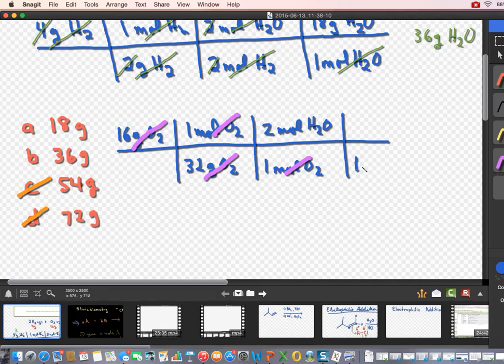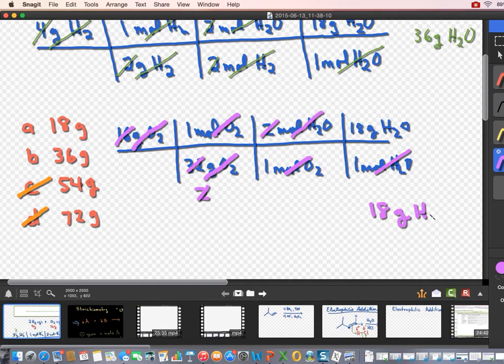And finally, I know that 1 mole of H2O is 18 grams of H2O. Again, that comes from the periodic table. And now 16 over 32 is the same as 1 over 2. And 2 over 2 is the same as 1. All I'm left with now is 18 grams of H2O.